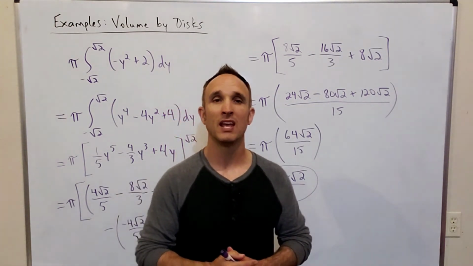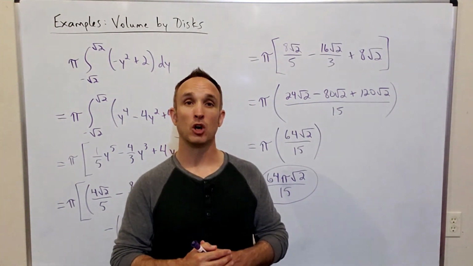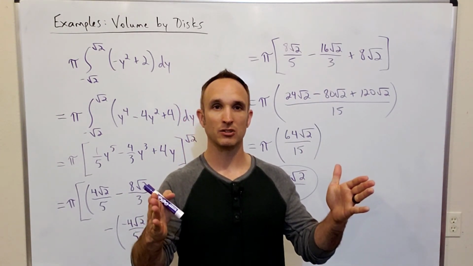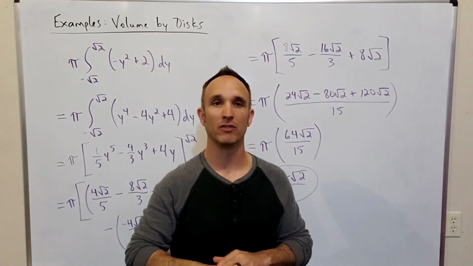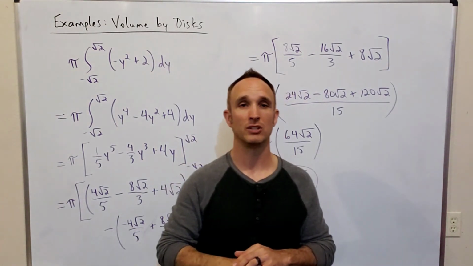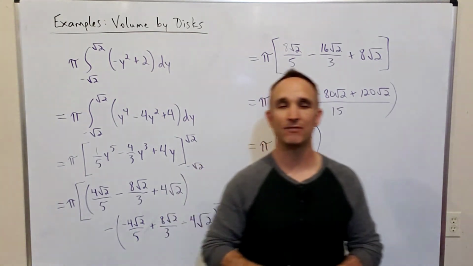That's really important. After that, make sure you mark your radius properly and either do right minus left if you're horizontal or top minus bottom if you're going vertical, and make sure it's in terms of the right variable based on dx or dy. Go practice, have fun, and good luck.